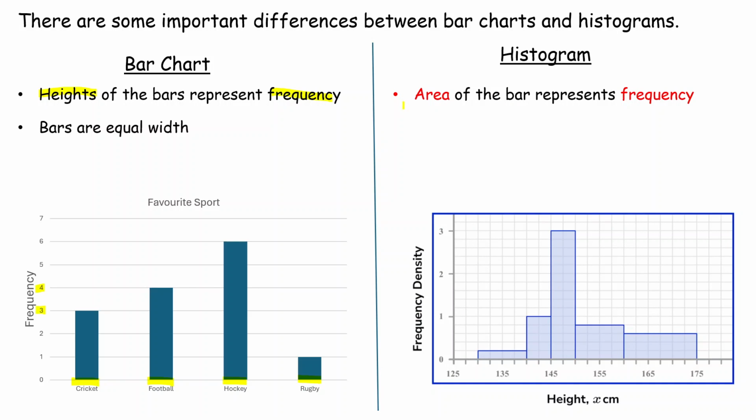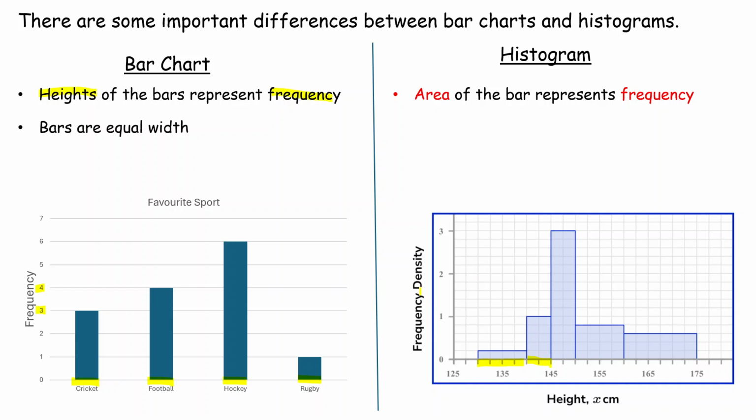Whereas with a histogram, this time, this is really important, the area of the bar represents frequency. And the reason for this is, unlike a bar chart, the width of the bars can vary with a histogram. So we can see here the widths are different. If you just put frequency on the y-axis like we did over here, it wouldn't really be representative, because if you had a really wide bar, like this one here is wider, it starts to look a bit disproportionate if you just plot the width of it with the frequency.